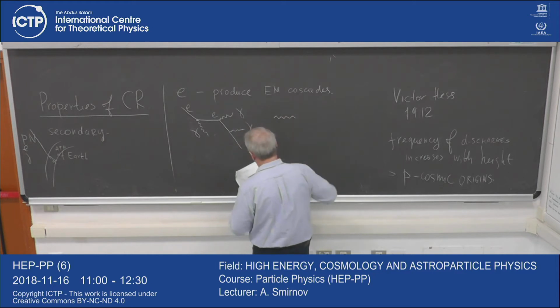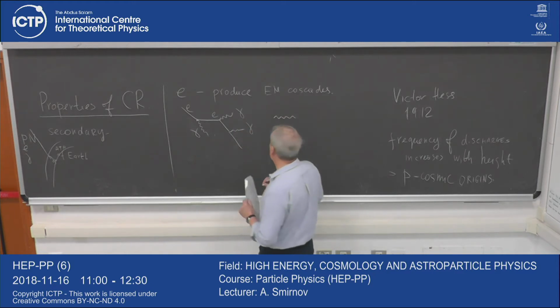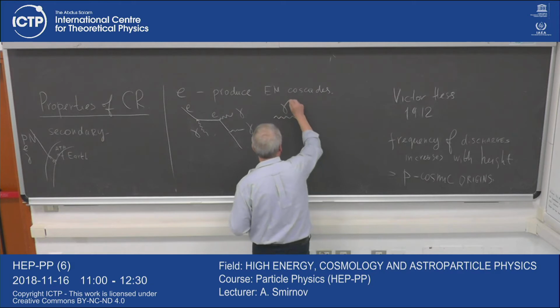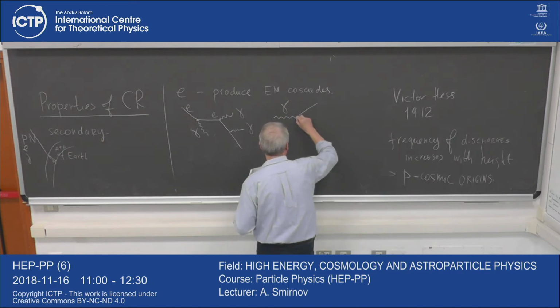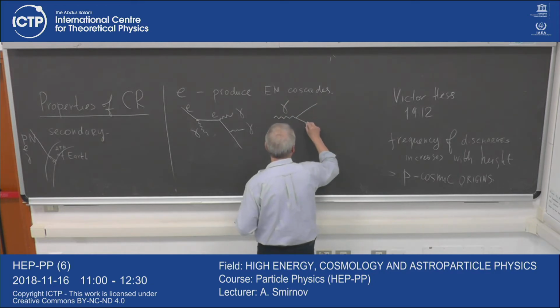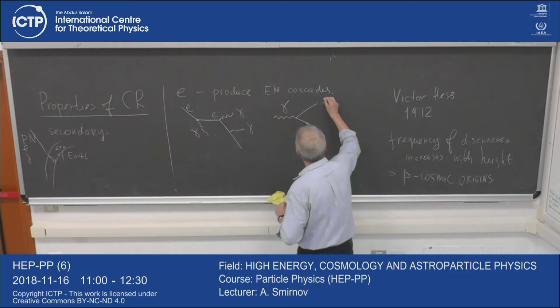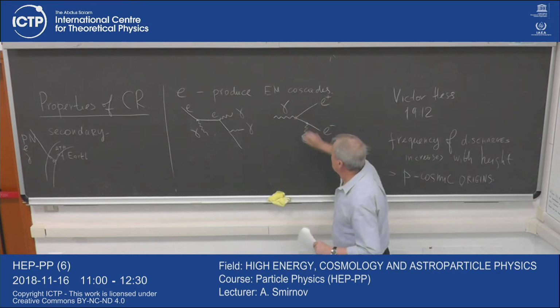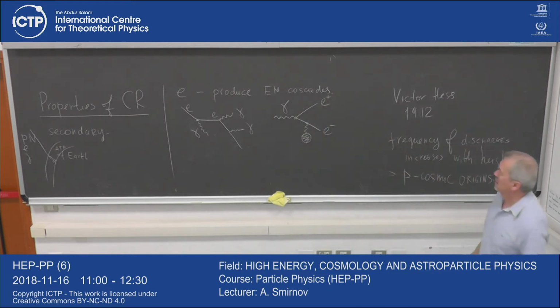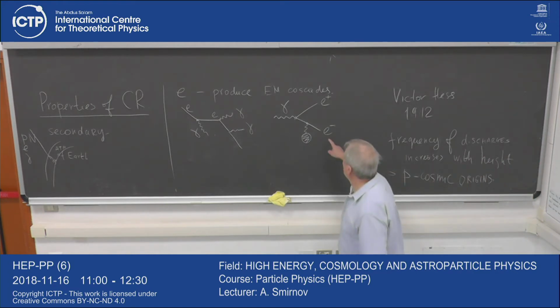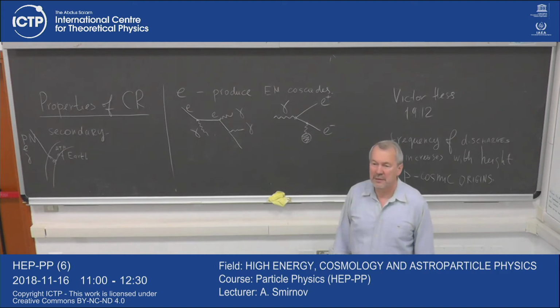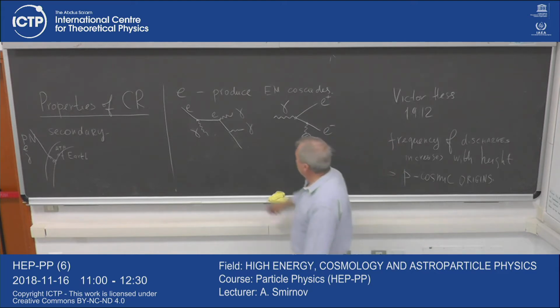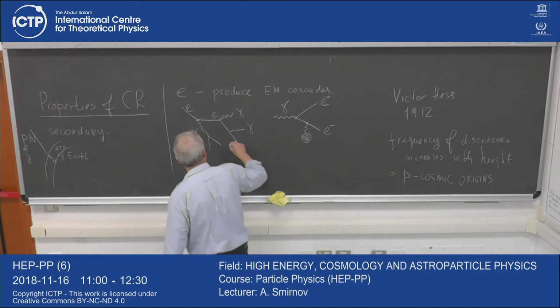Gammas, in turn, can produce electron-positron pairs. Again, not in vacuum, but in the presence of nuclei. And we usually show this by a diagram of this type. So gammas in the electric fields of nuclei can produce electron and positron pairs. And so what you will have here are cascades.